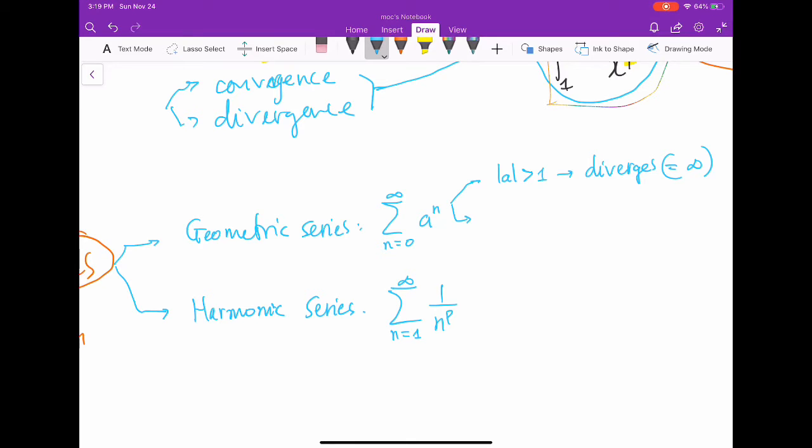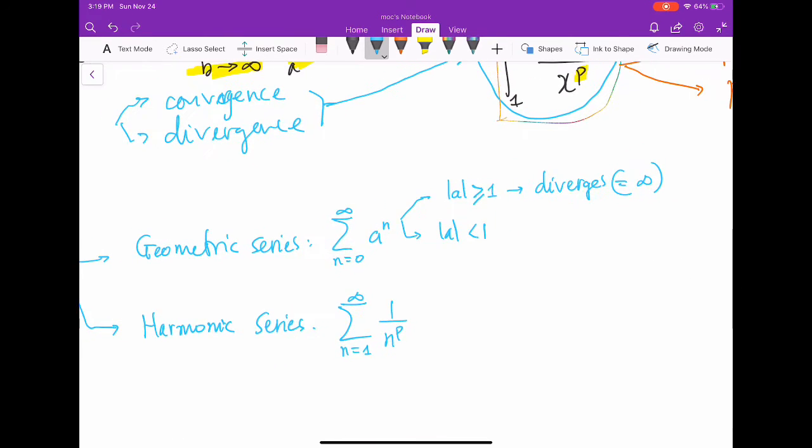But when the absolute value of a is less than 1, you know, this series converges, and we can find the sum of this series. That sum is just equal to 1 over 1 minus a. Okay, it's just 1 over 1 minus a. So this is quite important. Let's mention that this series equals this value when the absolute value of a is less than 1. Okay, don't forget about that.